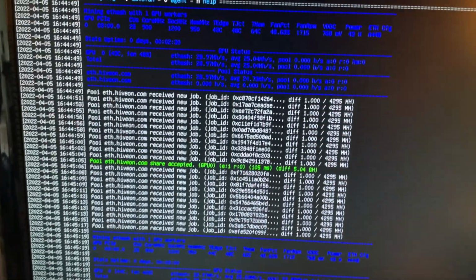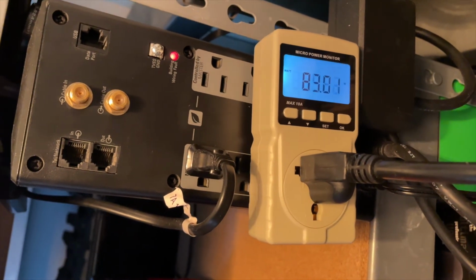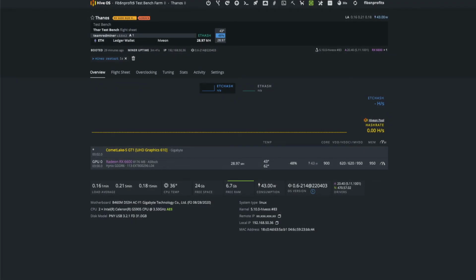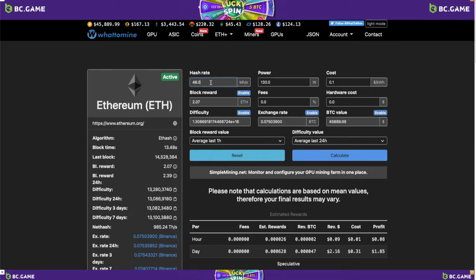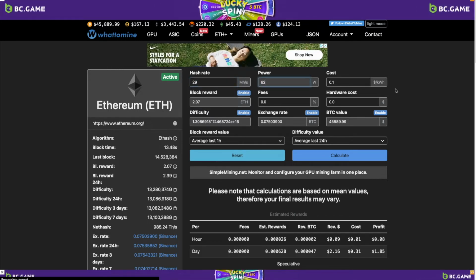All right, jumping back into the garage. Here we are at the miner, and at the wall we are seeing 82, 83 watts with those overclocks. So you saw that we were getting right around 82 watts, minus the 20 watts for the board. So we're sitting at about 62 watts on that card, doing right around 29 mega hash. So if we throw this into the calculator, 29 for our hash rate and 62 watts for our power.